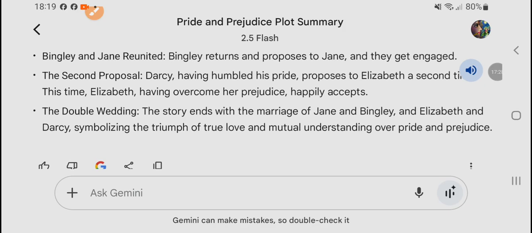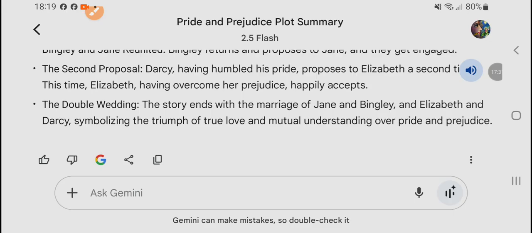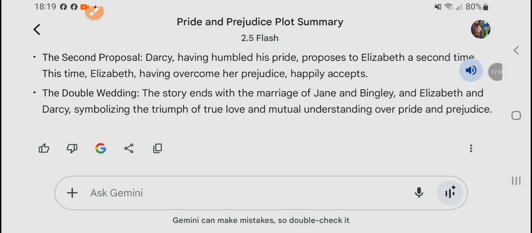This time Elizabeth, having overcome her prejudice, happily accepts, and now Elizabeth accepts Darcy's proposal, and at the end, the double wedding. The story ends with the marriage of Jane and Bingley and Elizabeth and Darcy, symbolizing the triumph of true love and mutual understanding over pride and prejudice. Why? Because who has pride? Mr. Fitzwilliam Darcy has pride. And who is biased or prejudiced? Elizabeth, of course.